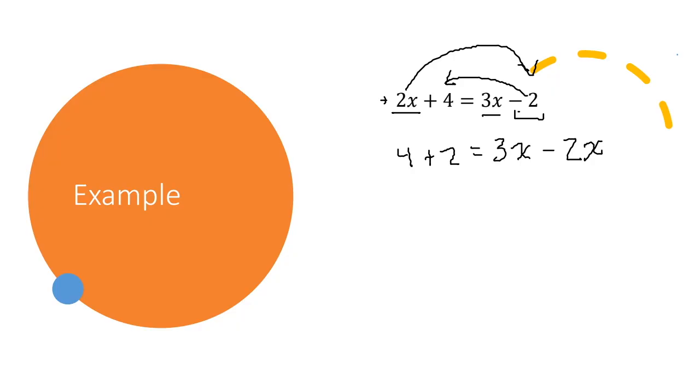You don't have to do this all at once. You can do this in 2 steps, in multiple steps if you'd like, but it's essentially going to be the same thing. So 4 plus 2 is going to give me a 6, and then 3x take away 2x is just going to be a single x. So I'm actually done. So I get that x is equal to 6.